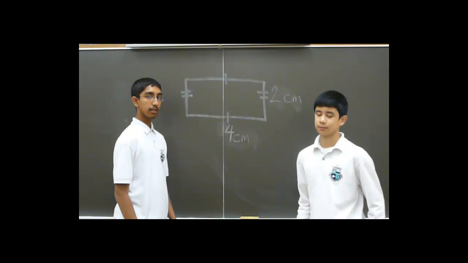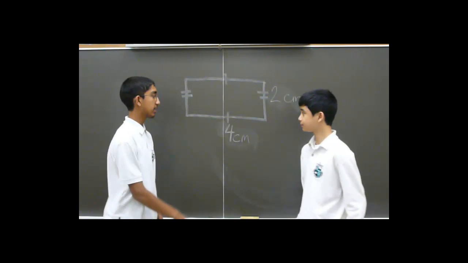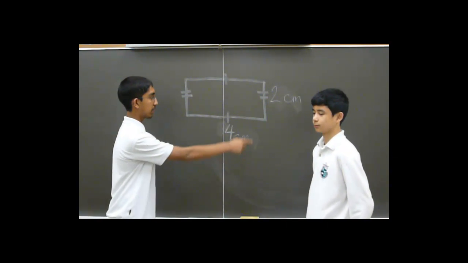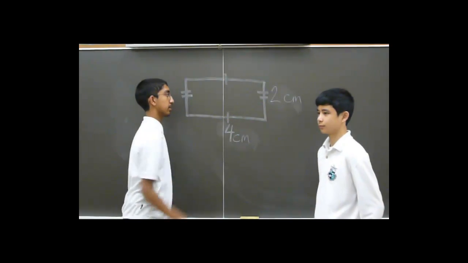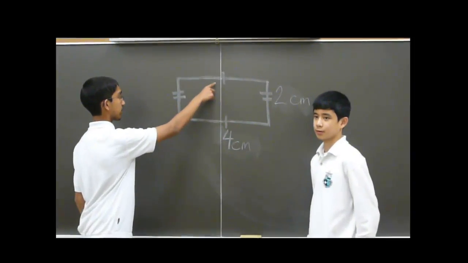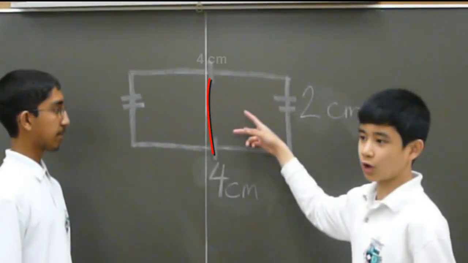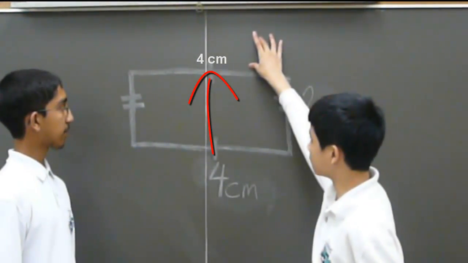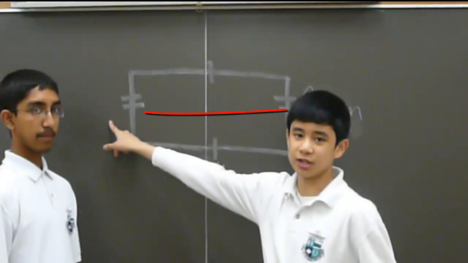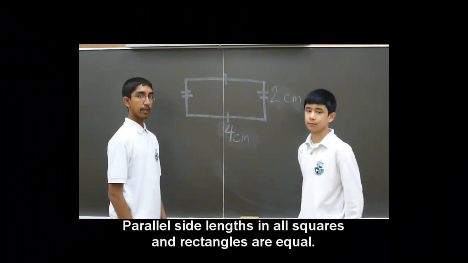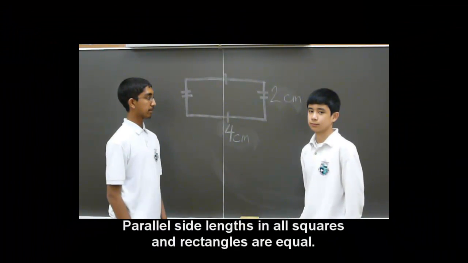Okay, this is how to calculate missing sidelines. In this example of a rectangle, this sideline equals 4 centimeters, and this sideline equals 2 centimeters. Now how would you figure out the length of these two sides? These signs indicate that these two sides are parallel. So this side would be 4 centimeters, and this side would be 2 centimeters. Now remember that all parallel sidelines in rectangles and squares are equal.